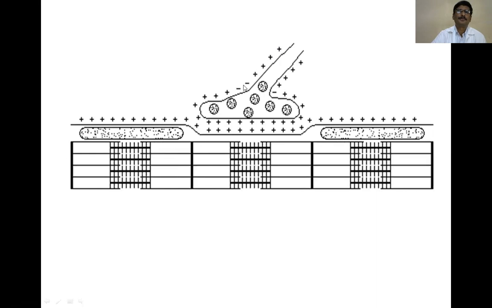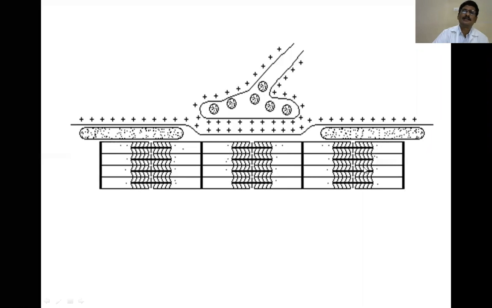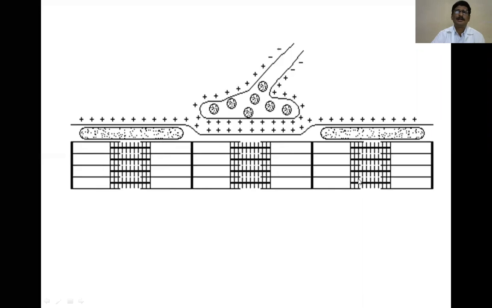There is arrival of impulse and release of acetylcholine, EPP, and action potential, spread on either side, and again release of calcium and the actin-myosin interaction. This is how the sequence keeps going.